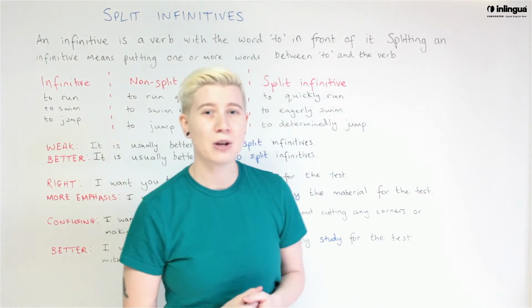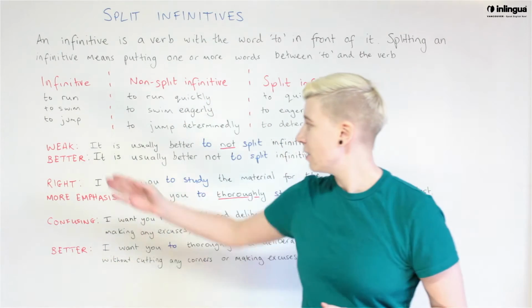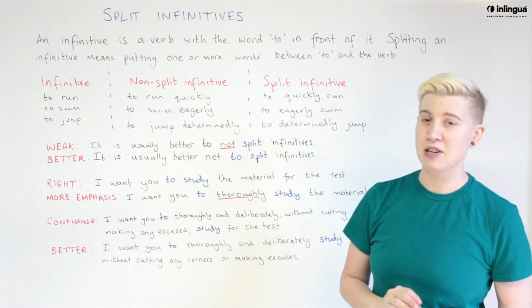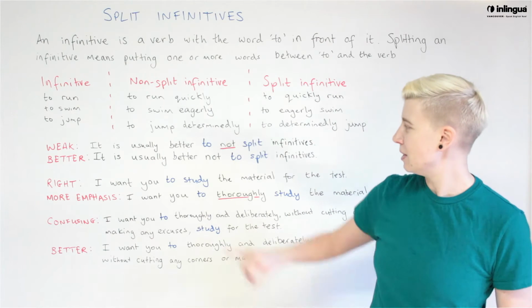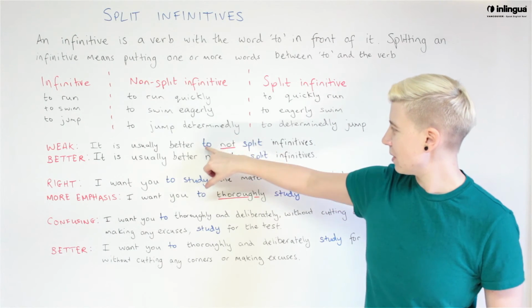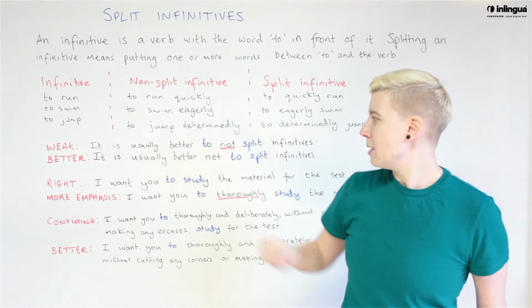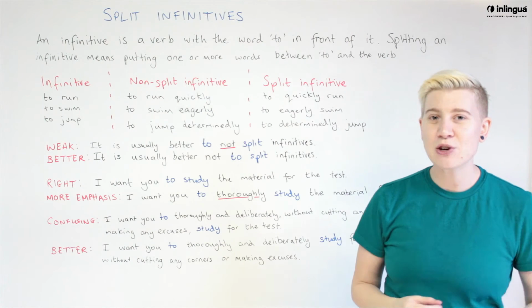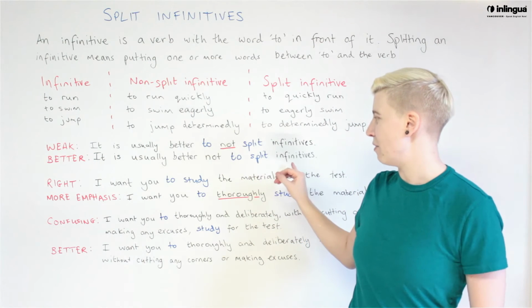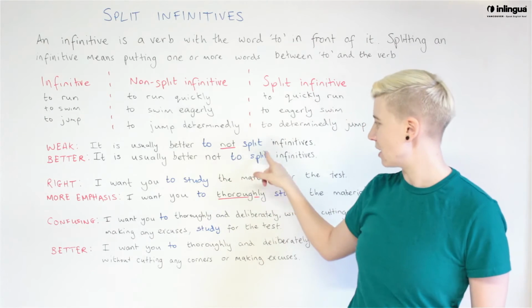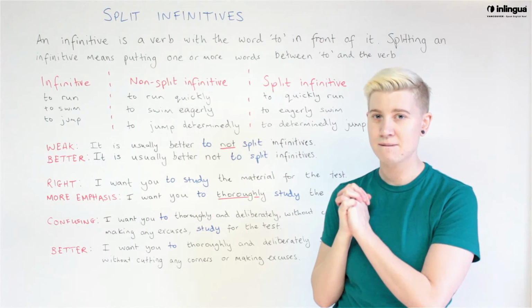So let's talk about different situations. Here is a weak sentence. "It is usually better to not split infinitives," which is what I've been telling you. "To" and "split," that's my verb, my infinitive, together. For a better sentence: "It's usually better not to split infinitives." You can see all I've done is turn those two words around to keep my infinitive together.